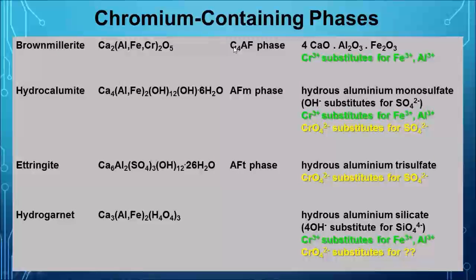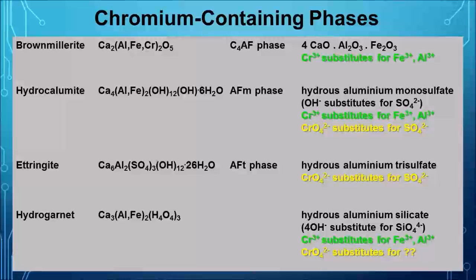So the C refers to calcium oxide, the A to alumina, and the F to iron oxides. So there's a whole series of these phases. In the other terminology we have here, the small m and the small t refer to the number of sulfate groups, usually that are in interlayers and structures. So you have monosulfate and trisulfate forms.